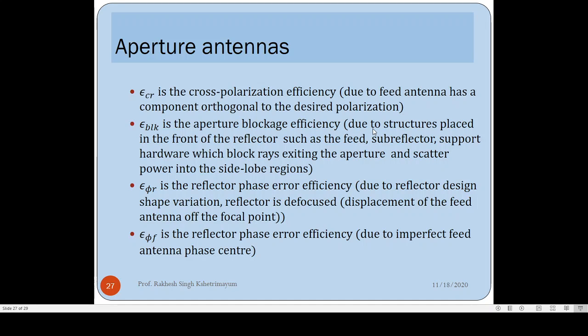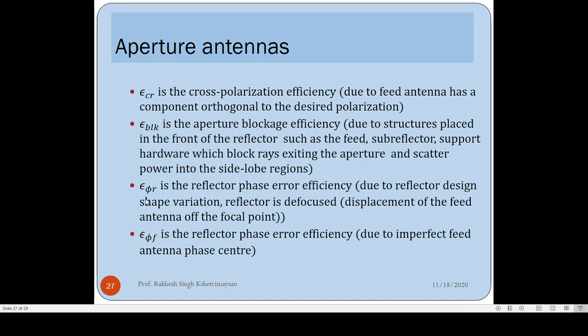This blockage efficiency loss would be due to structures you have placed in front of the reflector, such as the feed antenna. If you have a dual reflector antenna, you will also have a sub-reflector, a secondary reflector, and you need to support those reflectors or the feed antenna. It cannot be kept hanging. You need some metal rods to fix it so that it can be supported. Those structures will also block the signals which have been reflected from the reflector antenna. So these are called aperture blockage efficiency.